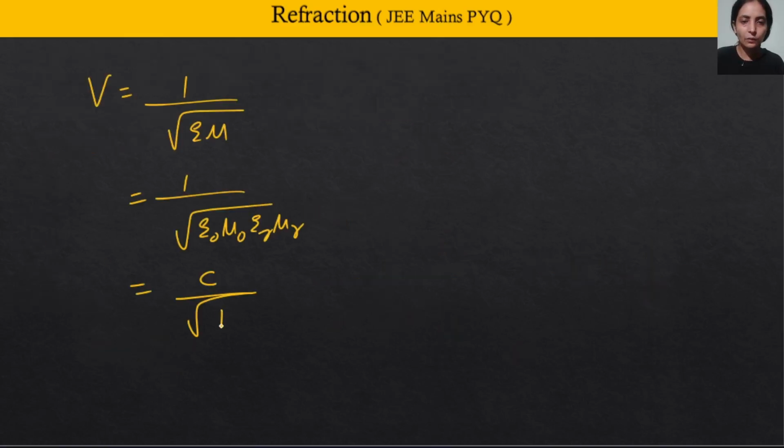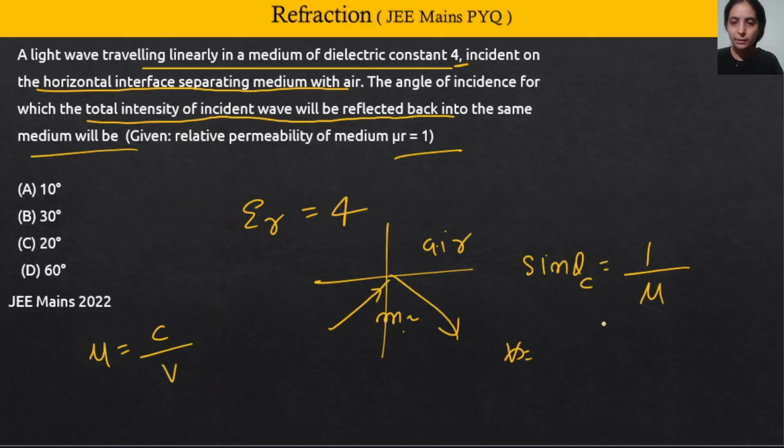Okay, so this is basically 4. So this is nothing but c by 2. Done? So v is c by 2. Now you put it here. So mu is c by v basically.